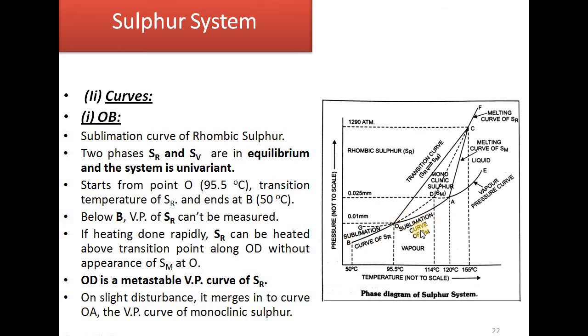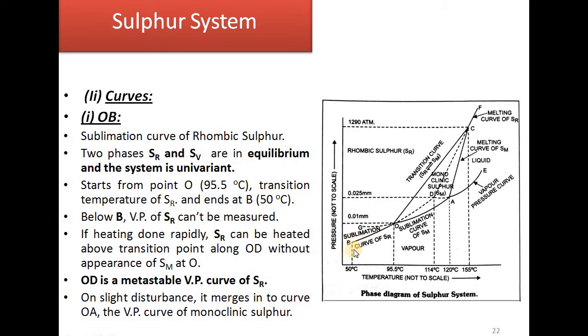Now starting from the point O, the point O is the transition temperature of rhombic sulfur. At this temperature, rhombic sulfur converts to the monoclinic sulfur. There is an equilibrium between rhombic sulfur and monoclinic sulfur at this point. So starting from the point O, the transition temperature of SR, this curve ends at point B.